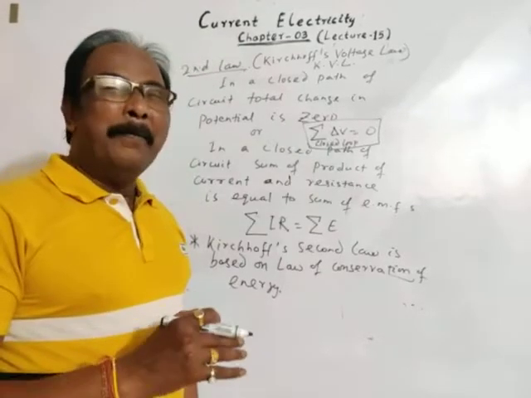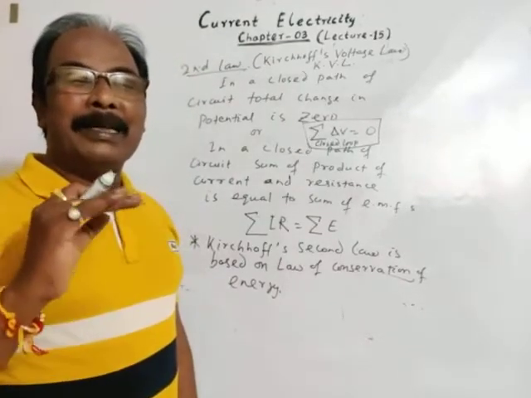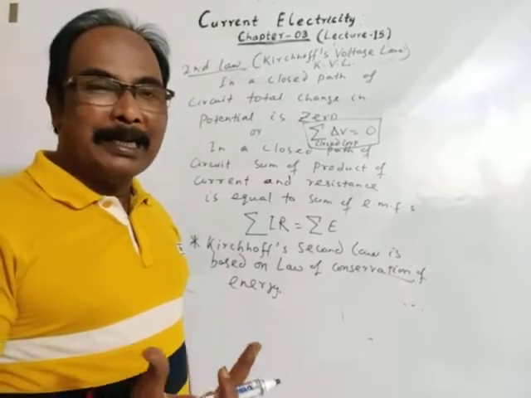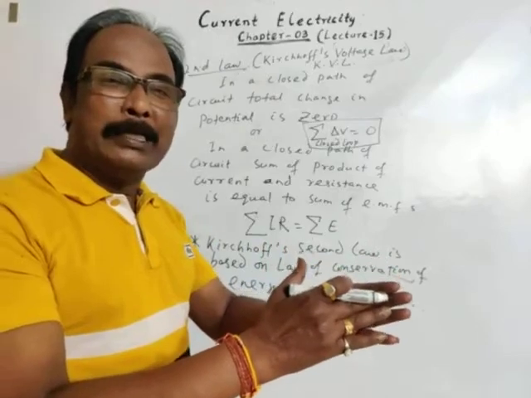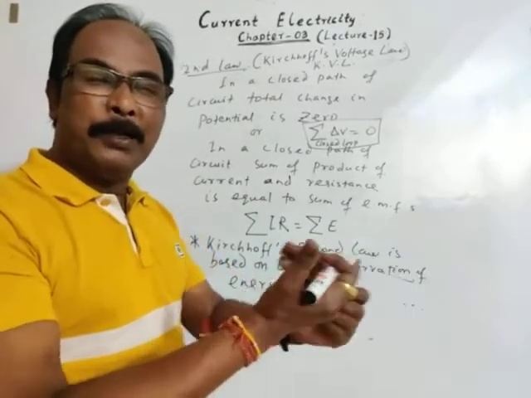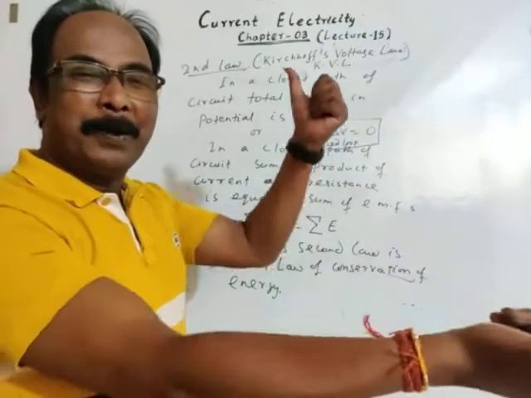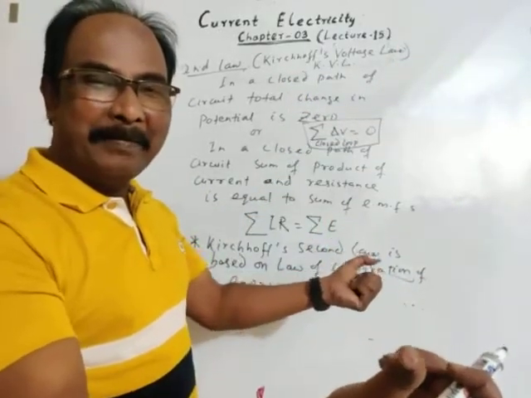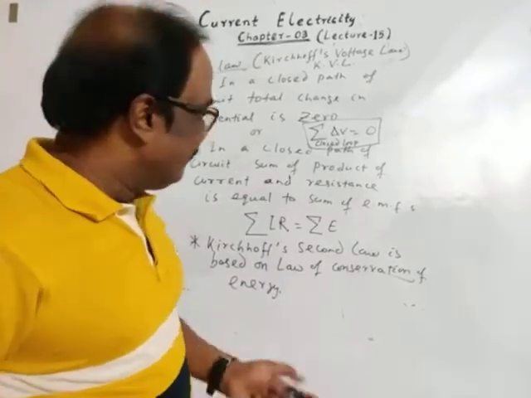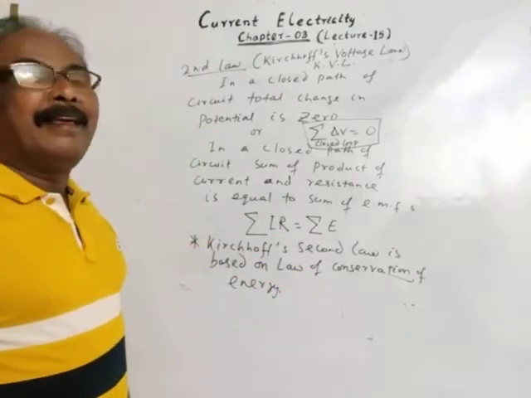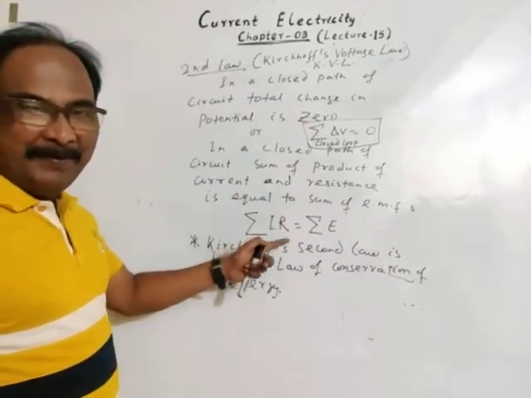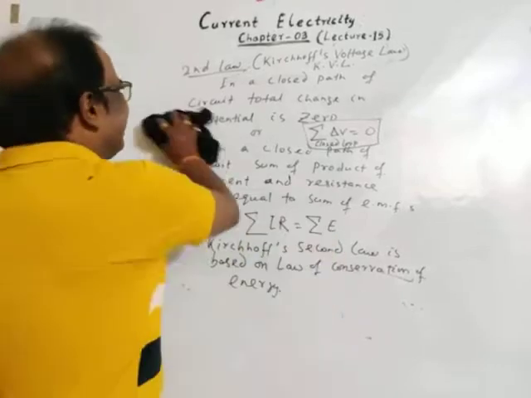Now about sign convention. In the first law we have taken the sign convention that incoming currents to a junction are positive, and outgoing current from a junction is negative. So here we also have to take a sign convention. Is it clear to you? Can I erase it now?